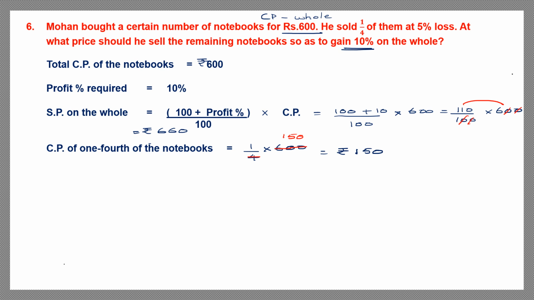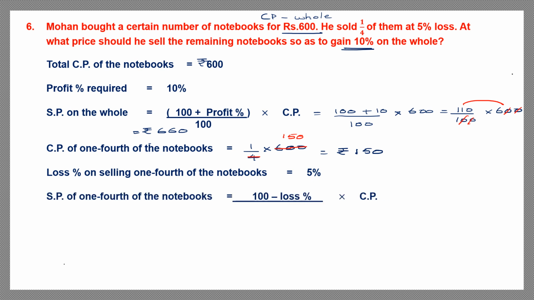Now we need to find the selling price also, isn't it? So with the help of what is given to us, there is a loss and that is 5%. So now to find the selling price, the formula is 100 minus loss percent divided by 100 into cost price. So this we're going to do. So let's write that 100 minus loss is 5% by 100 into cost price. And the cost price is 150 rupees. So this is equal to 95 divided by 100 into 150.